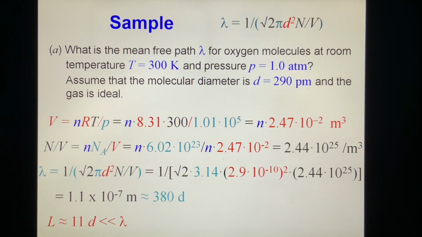How do we calculate this distance? We suppose the whole volume is divided by n. That means V over n is the volume for each atom. We suppose this is a cube, so the distance cubed equals this. This distance is supposed to be the length of a cube, approximately equal to the distance between the molecules. So in this sample we calculate lambda is 380 d, much larger than d, and the spacing is 11 d, larger than d. That's it.